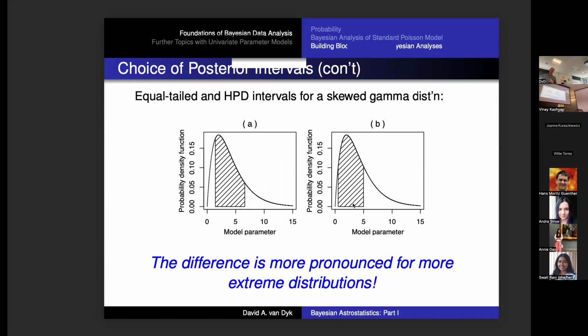It can be different. This is comparing the HPD on the left with the equal tail probability on the right. I'm sorry, I got that backwards. The equal tail on the left with the HPD on the right. When you have a skewed distribution, they can be different. If you have a nice symmetric distribution, they'll be exactly the same.